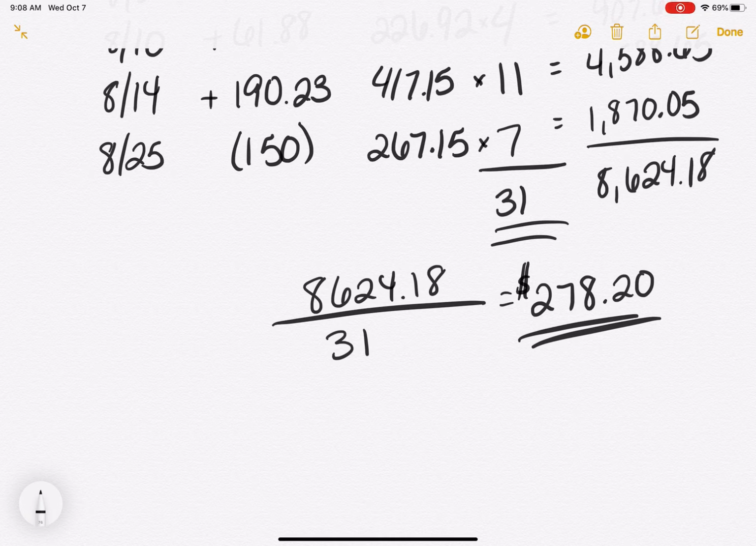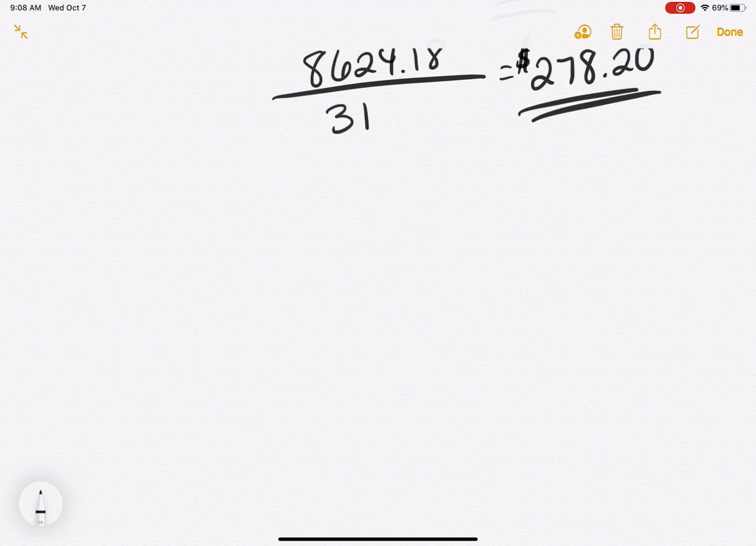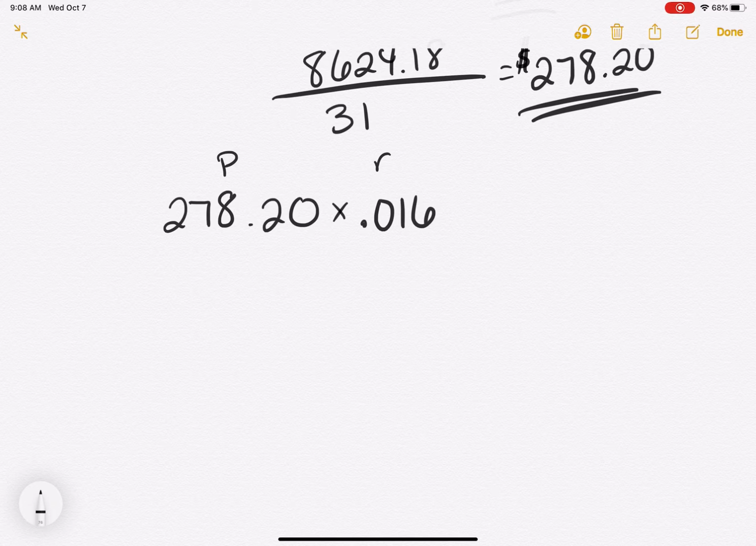No, probably not, because it's asking us what is the finance charge and what is the new balance. So finance charge is going to be I equals PRT, right? So what is my P? 278.20. Okay, this is my principal. What's my rate? Look in the problem. It was 1.6%. Good. And what is my time?